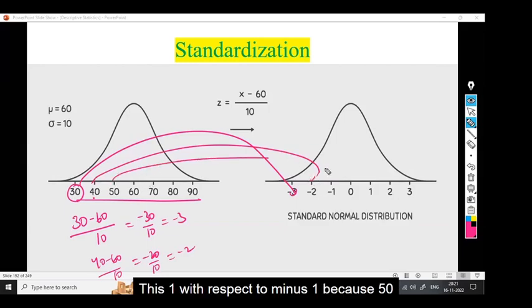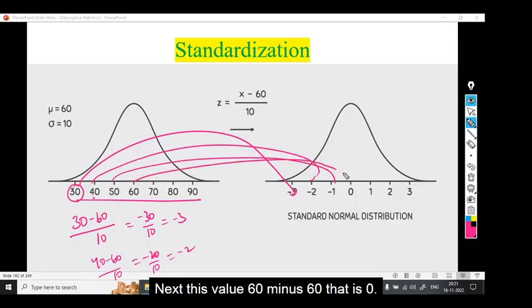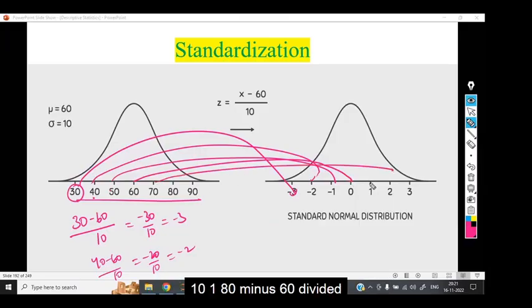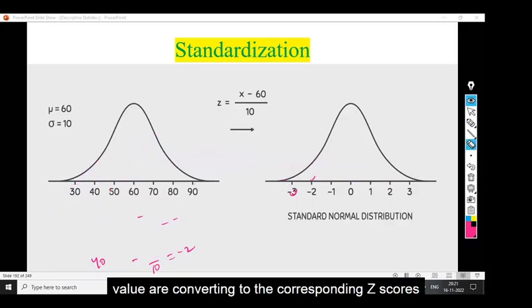This one with respect to minus 1, because 50 minus 60 is minus 10, divided by 10 is minus 1. Next, this value 60 minus 60 is 0. 70 minus 60 is plus 10, divided by 10, is 1. 80 minus 60 divided by 10 is 2. 90 minus 60 divided by 10 is 3. So now each and every value you are converting to the corresponding z-scores like this.